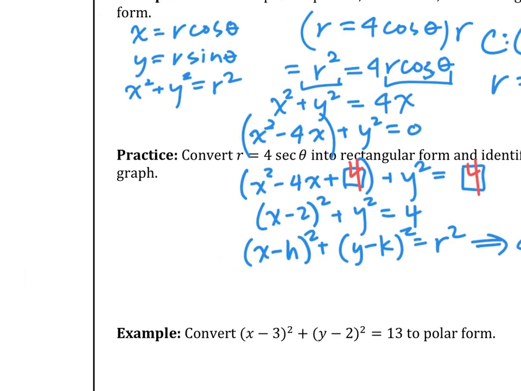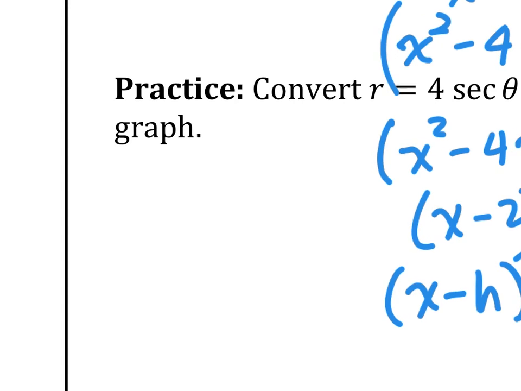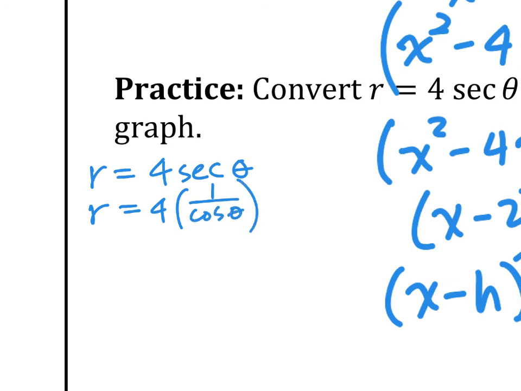Convert 4 secant into rectangular form and identify the graph. Okay, so 4 r equals 4 secant theta. Now remember, we don't have secant in our conversion chart, so we're going to have to turn secant into 1 over cosine. So this is really 4 over cosine. And hopefully you see that there is a cosine in the denominator. I might as well multiply both sides by cosine. So r cosine is equal to 4.